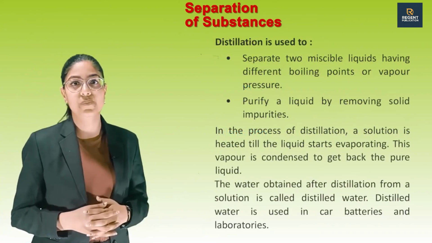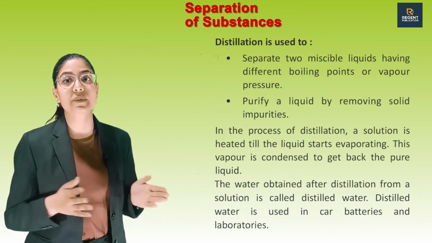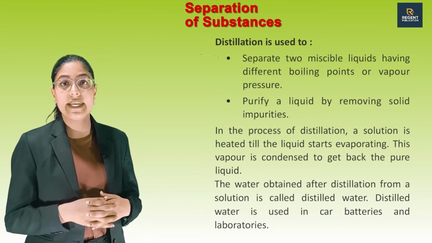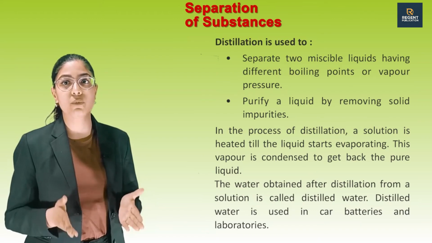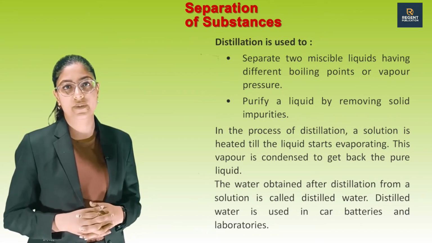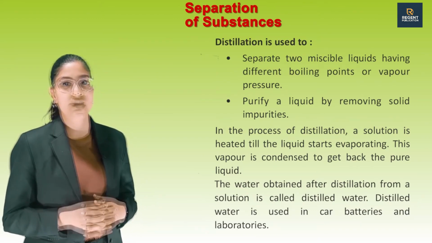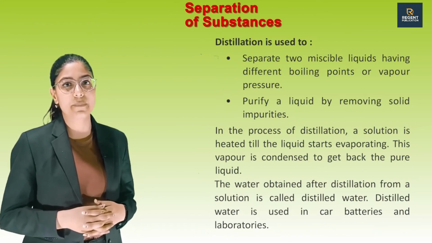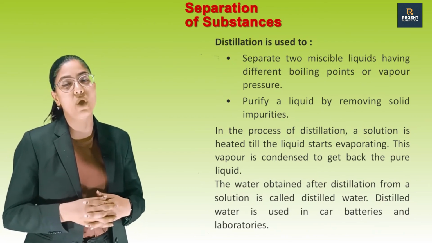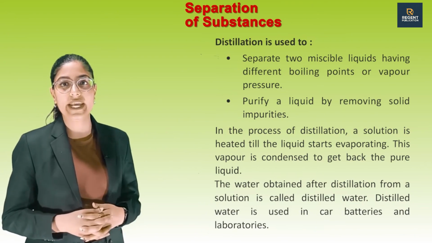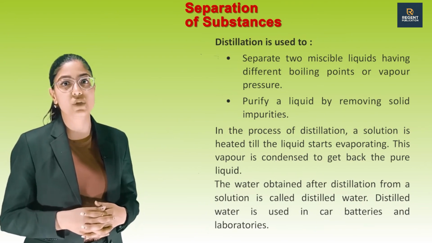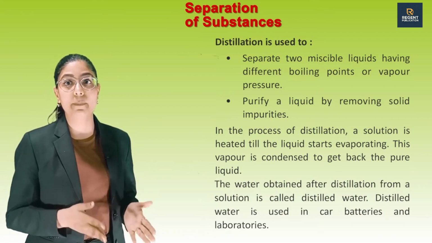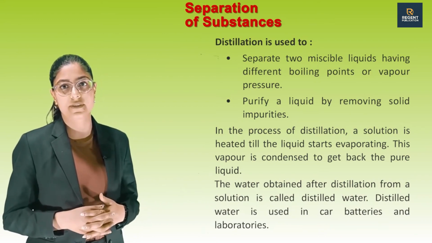Distillation is used, first, to separate two miscible liquids having different boiling points or vapor pressure. Next, to purify a liquid by removing solid impurities. In the process of distillation, a solution is heated till the liquid starts evaporating. This vapor condenses to get back the pure liquid. The water obtained after distillation from a solution is called distilled water. Distilled water is used in car batteries and laboratories.